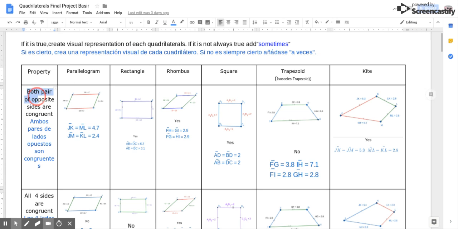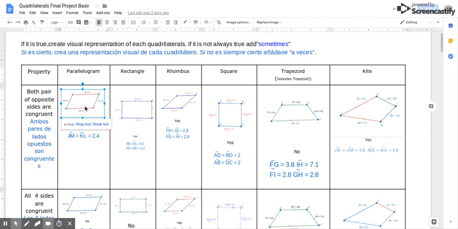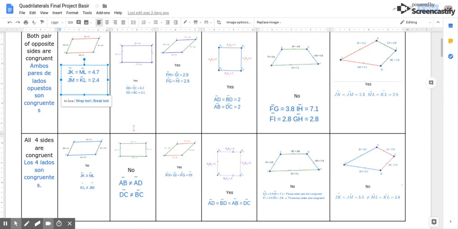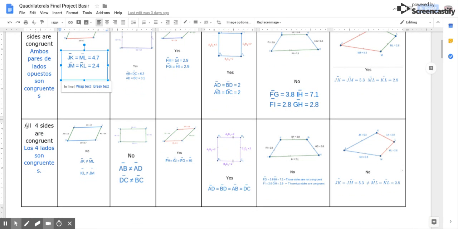The first statement says both pairs of opposite sides are congruent. So the opposite sides are congruent when they have the same measure. This red side is congruent to the other opposite side, which I got the statement right here. And also in a rectangle, the opposite sides are congruent because they have the same measure. Let's go to the other statement.